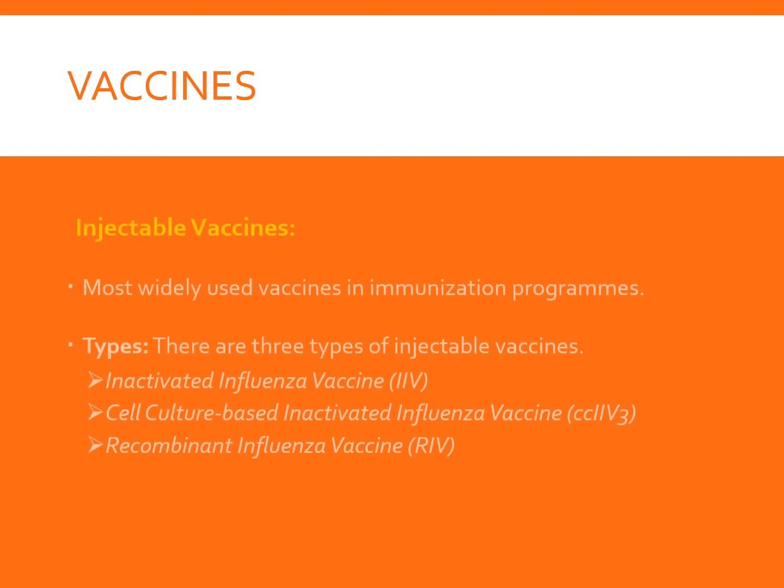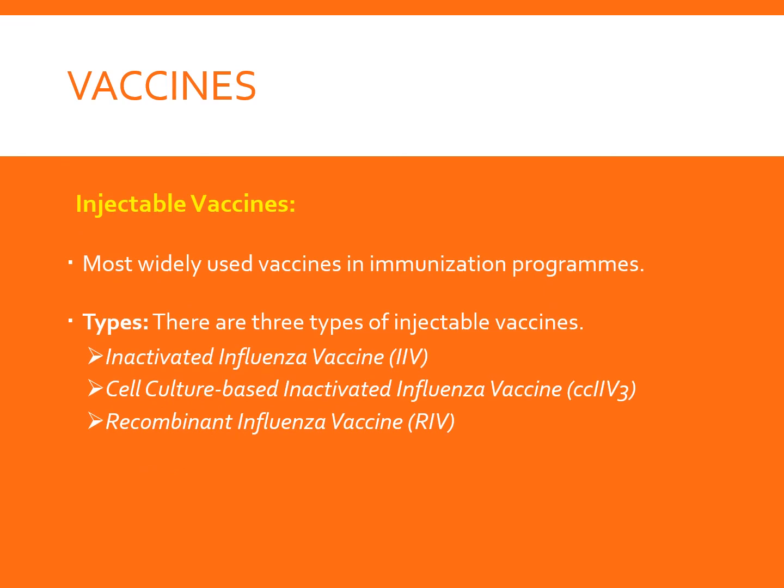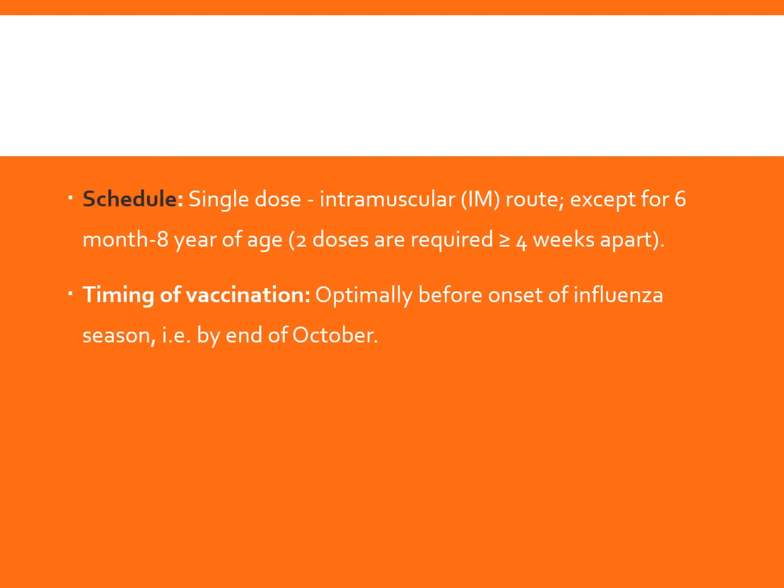Now, what are the vaccines available? Vaccines are important. Injectable vaccines are there. Three types are there: inactivated influenza vaccine, cell culture based inactivated influenza vaccine, and recombinant influenza vaccine. A single dose is given by the intramuscular route, except for 6 months to 8 years of age, where we give 2 doses, usually equal to or more than 4 weeks apart.